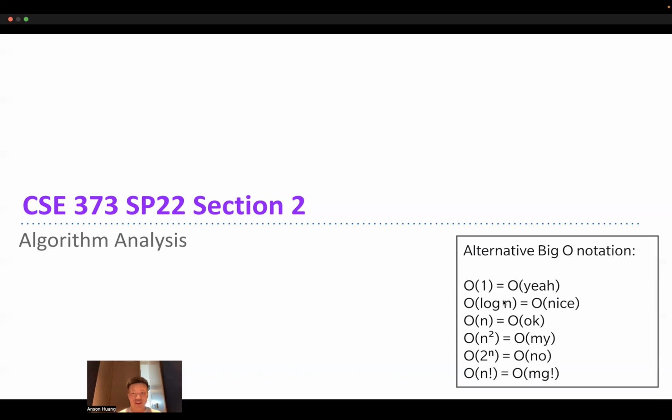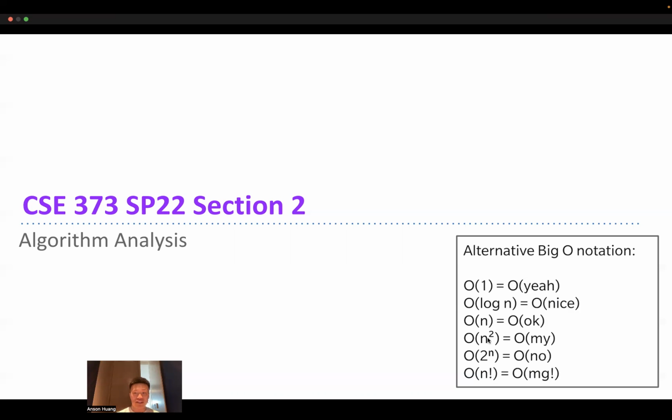And then O of log n is the next fastest runtime. It's not incredibly fast because it still grows as n gets larger, but it's still really nice. O of n just means that as your input n gets larger and larger, the runtime will grow linearly. So it's pretty okay.